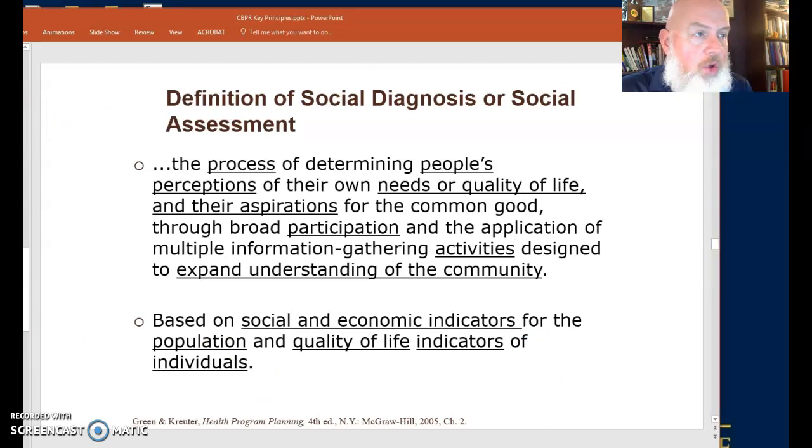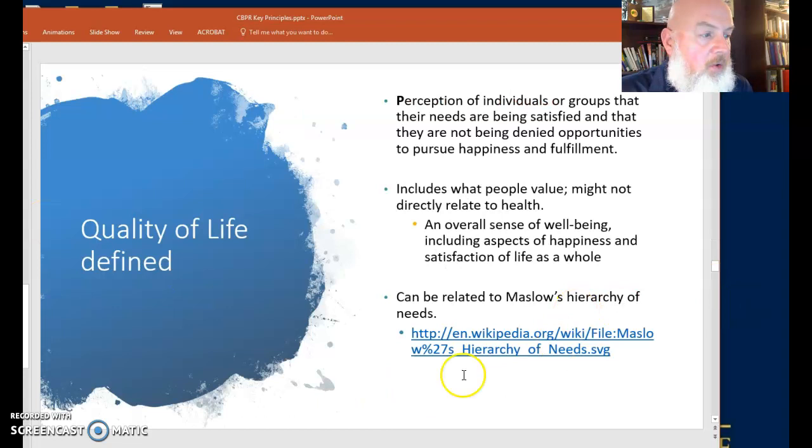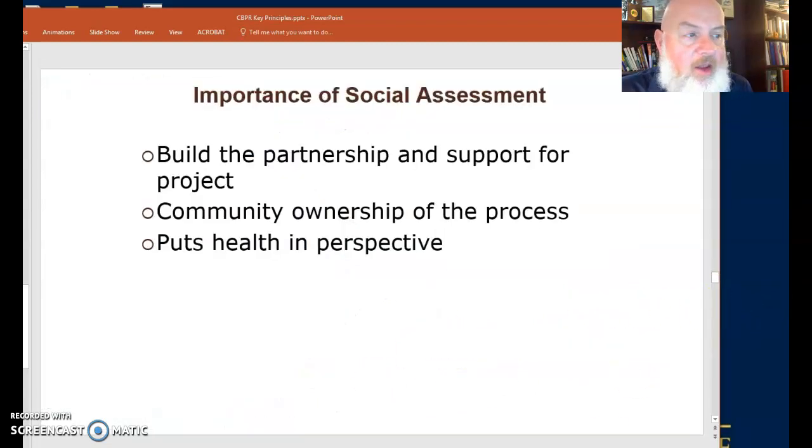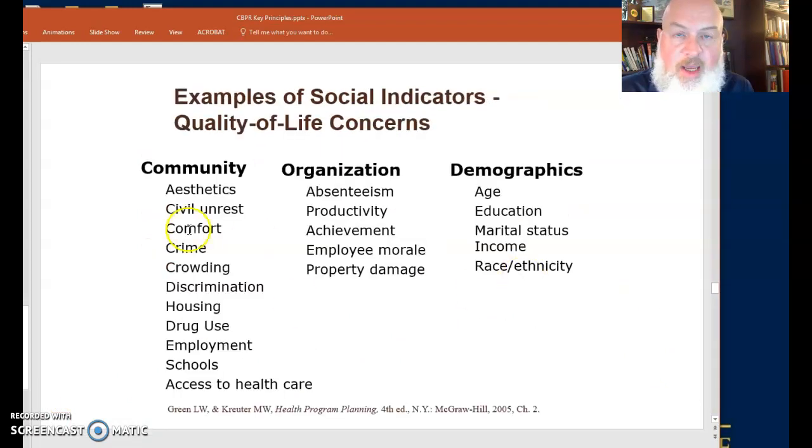And of course, you can look at the social diagnosis, and I'd like you to be working on this. This may even take you over to Maslow's. You can look at that there. And so when we are talking about social indicators, here's something I would like you to keep in mind. Maybe some of the things that might be important to your community, such as things within the community in these various aspects, whether civil unrest, crime, or crowding, drug use, employment, schools, access to health care.